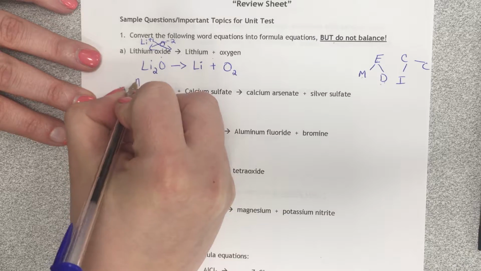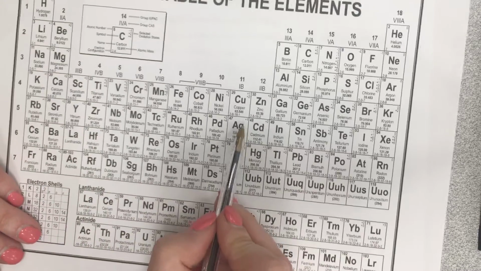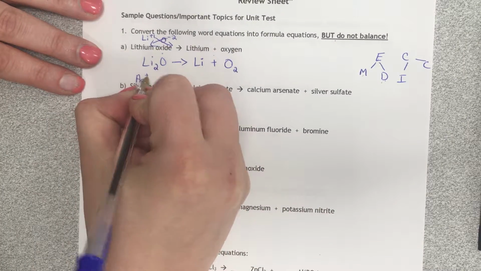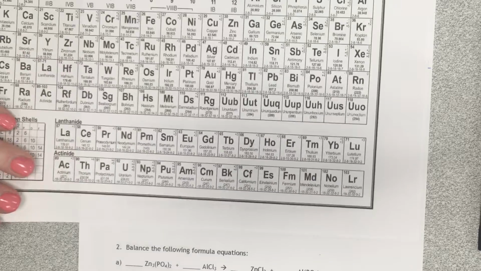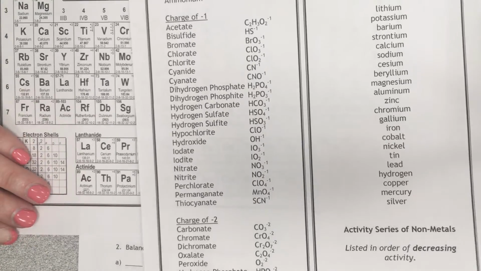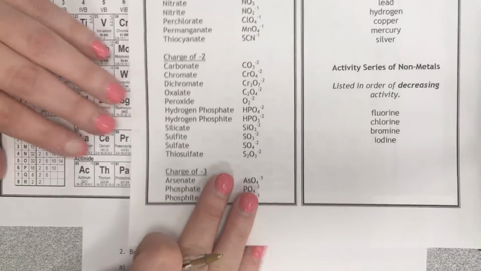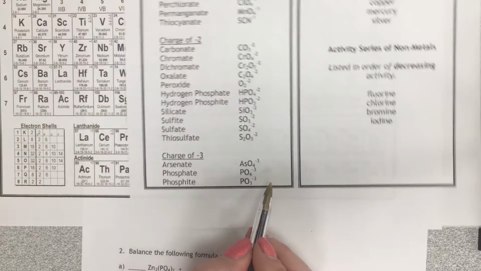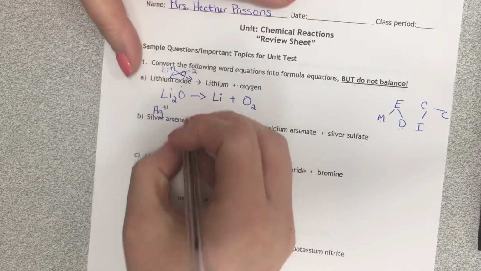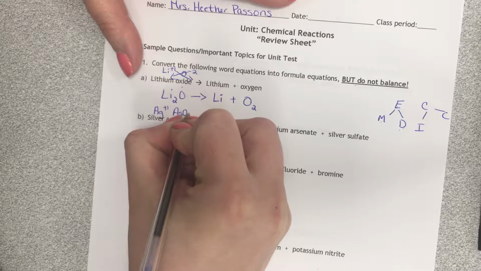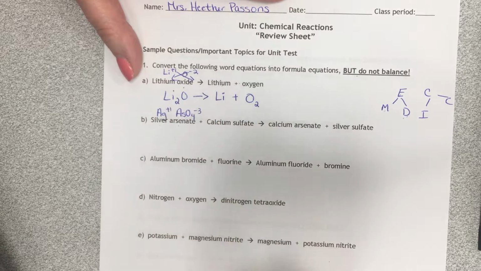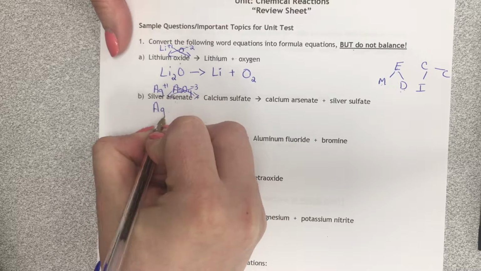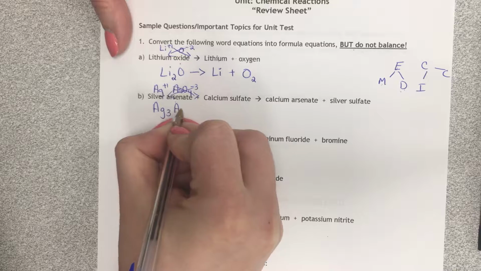So silver is Ag. Silver is right here with a +1 charge. There's only one charge, so we're just going to use that +1 charge. Arsenate is not on the periodic table, but on our list of polyatomic ions. Arsenate is all the way down here. So we have arsenate, AsO4 with a -3 charge. So what we're going to do is cross these charges down, and we have silver 3 arsenate AsO4.